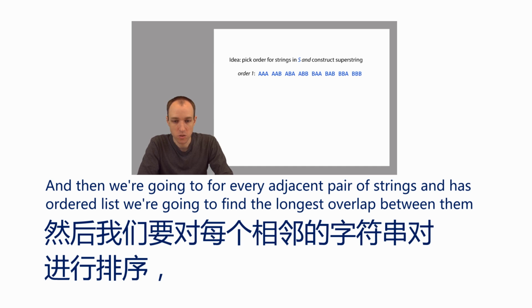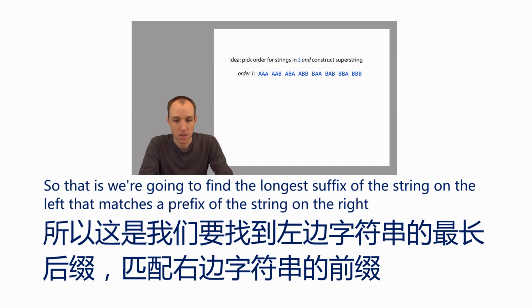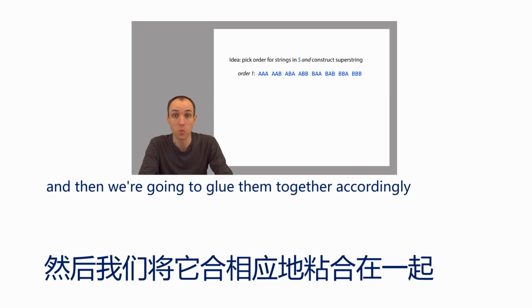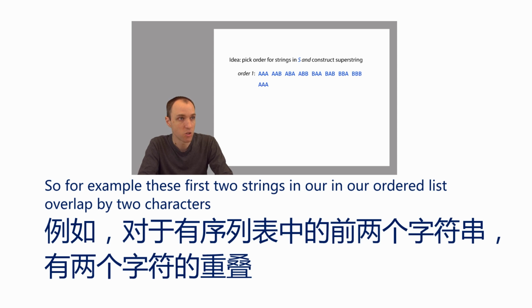Then for every adjacent pair of strings in this ordered list, we're going to find the longest overlap between them. That is, we're going to find the longest suffix of the string on the left that matches a prefix of the string on the right. And then we're going to glue them together accordingly. We're going to merge them together accordingly.